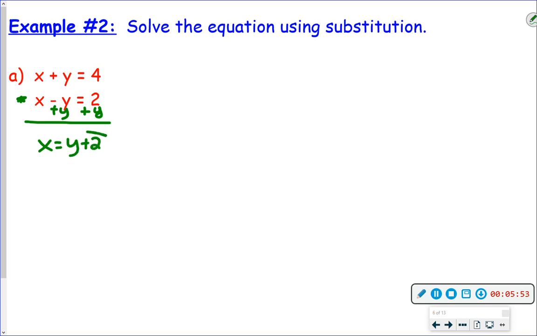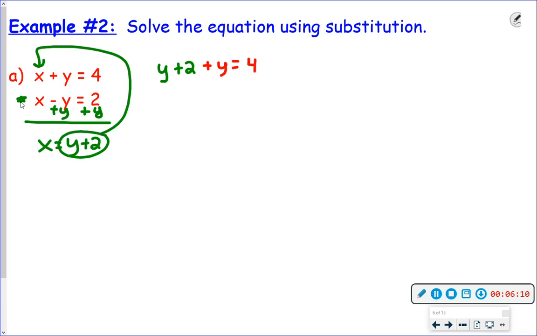I'm going to take this expression for x and now substitute it into the top equation. So I'm rewriting that top equation. Instead of x, I'm replacing it with y plus 2, aka substitution, replacing. I still have plus y and equals 4. Now I just go through and solve this equation. I'm going to combine my like terms, 1y plus another y. We're going to subtract 2 off. So y equals 1. Now you're going to, quote unquote, back substitute, replace y with 1 in any equation.